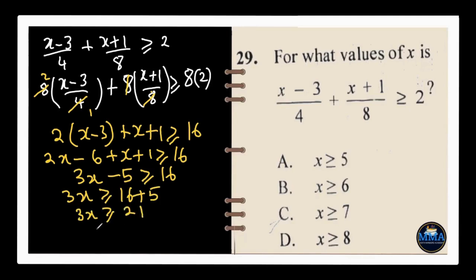So divide both sides by 3. x is greater than or equal to 21 all over 3. All right. So finally, what do you have? Finally, we have x is greater than or equal to 7. And then which option is that? That's option C. We mark option C and we proceed to the last question, which is question number 30.